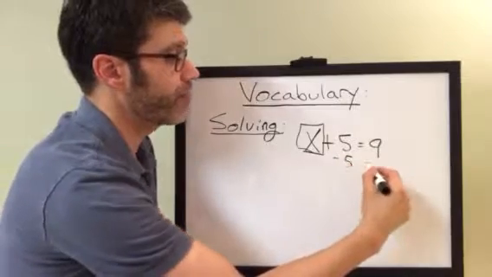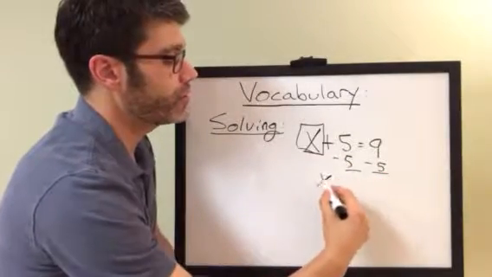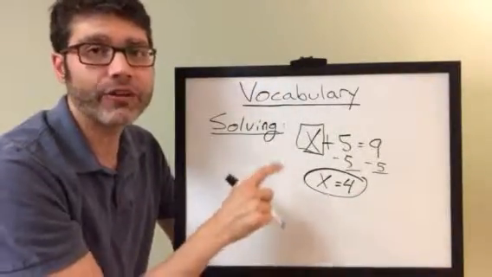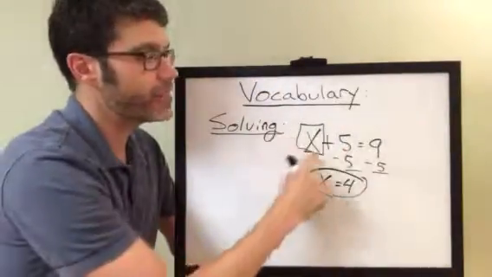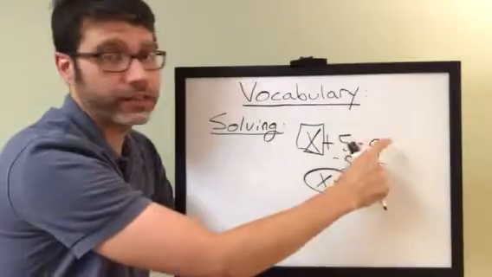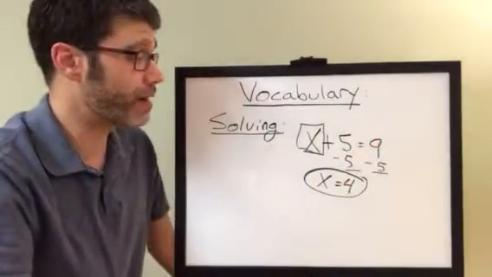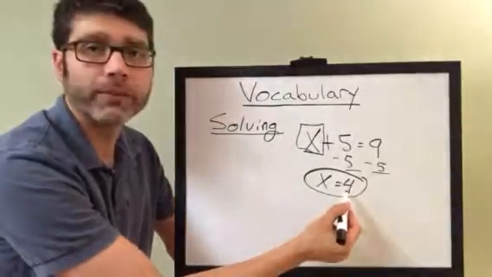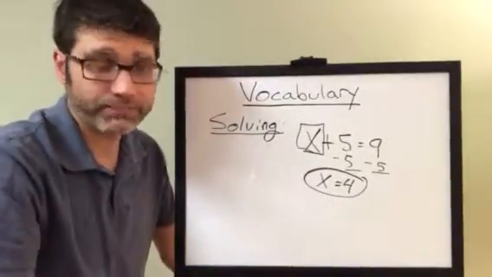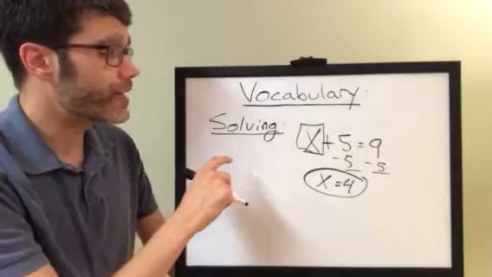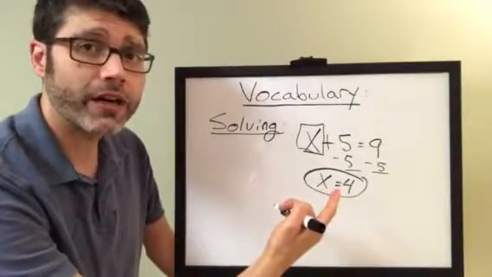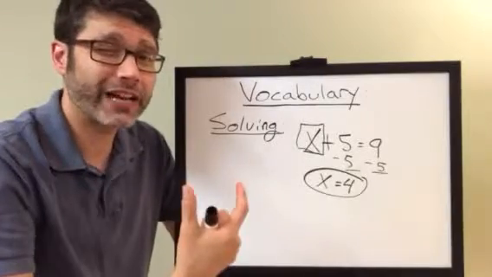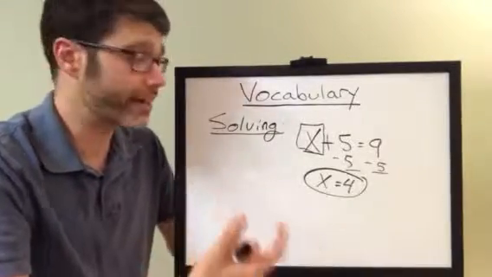So I would subtract 5 from both sides, and so x equals 4. That means that if x has the value of 4, this side of the equation will equal that side of the equation. So that's what we mean by solving. We're looking for a particular number that the variable will be equaling. So we can solve an equation because we have two sides that need to be equal, and we're figuring out something that is going to get us there.